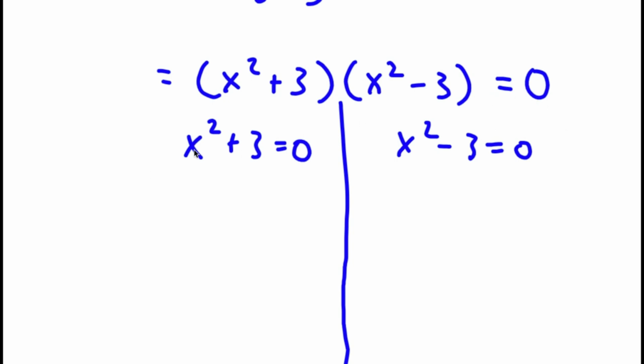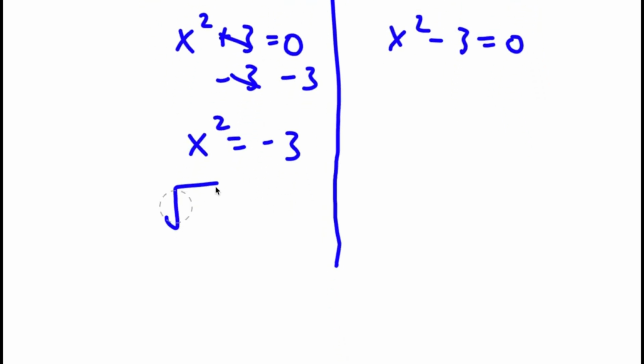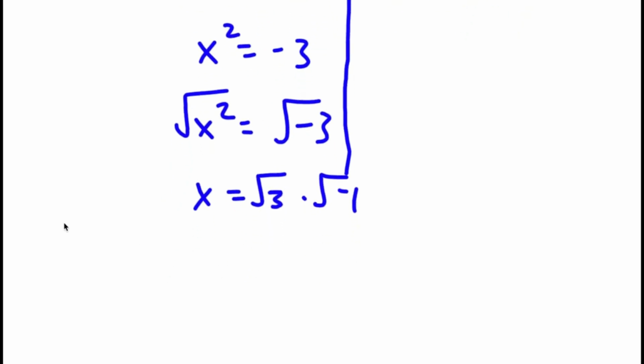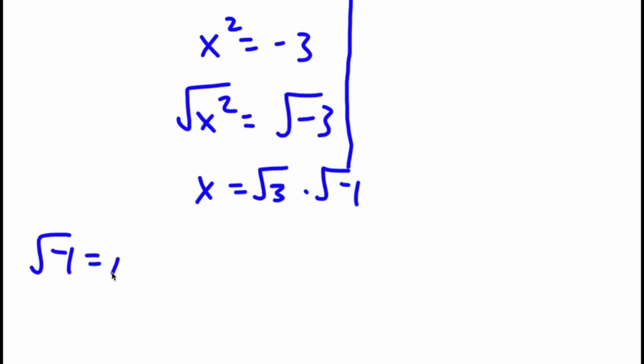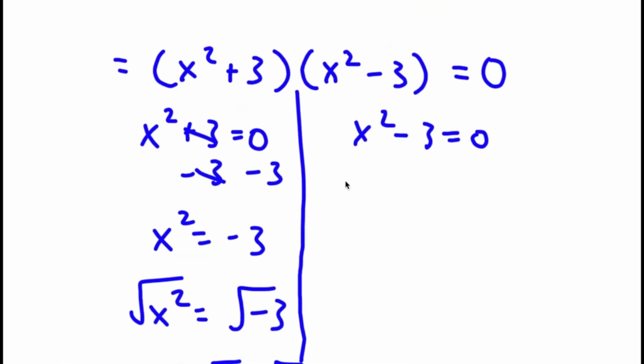So for x to the power of 2 plus 3 equals 0, I can simply subtract 3 on both sides, and I'll be left with x to the power of 2 equals negative 3. Now if I take the square root on both sides, square root of x squared is x, and the square root of negative 3 is the same thing as the square root of 3 times the square root of negative 1. And the square root of negative 1 is equal to i. So now I have x is equal to square root of 3i, positive or negative. So those are two solutions.